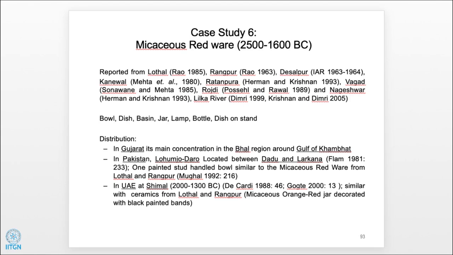And Mishra is blaming S.R. Rao. He is not differing with him much, but he is questioning how reliable is a composite stratigraphy that he is using, because he excavated different areas within Rangpur and he was trying to explain the cultural process. So these two need to be read if you want to appreciate the problem of micaceous red ware.